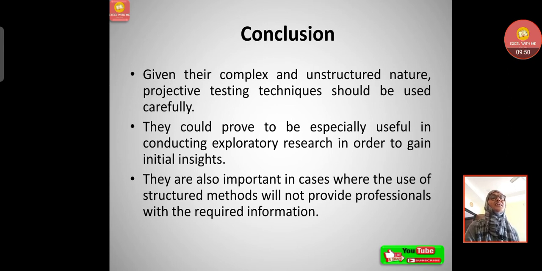Given their complex and unstructured nature, projective testing techniques should be used carefully. They could prove to be especially useful in conducting exploratory research in order to gain initial insights. They are also important in cases where the use of structured methods will not provide professionals with the required information.